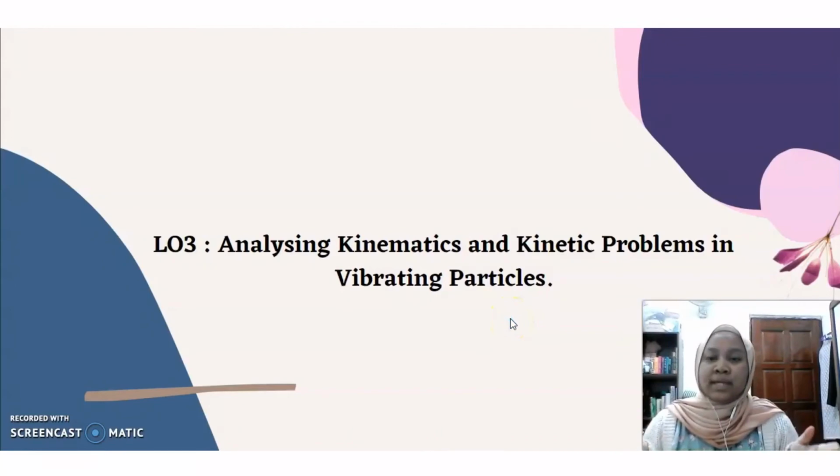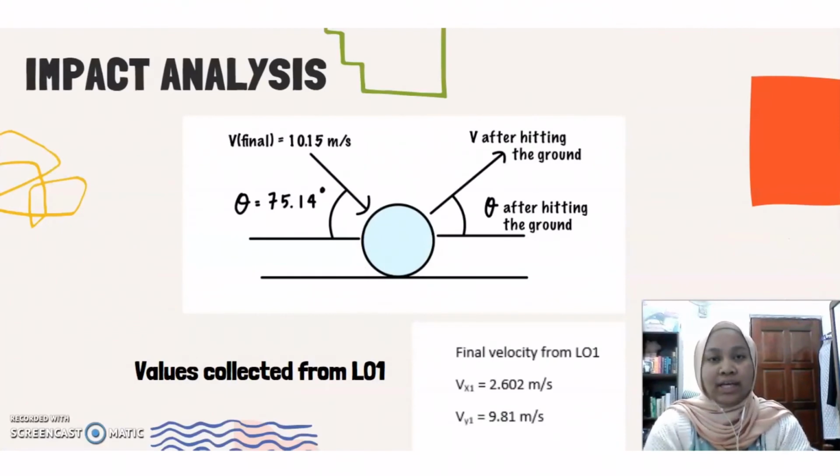So we're going to proceed to the next learning outcome, which is LO3, analyzing kinematics and kinetic problems in vibrating particles. What we're going to do here is an impact analysis on the case study that we've chosen. As you can see in the earlier part of our video, my friend threw an object into the bin. So what happened to the object after it hits the ground? The object will bounce off the ground a little bit when it hits the surface. This is the diagram of the object when it hits the ground.